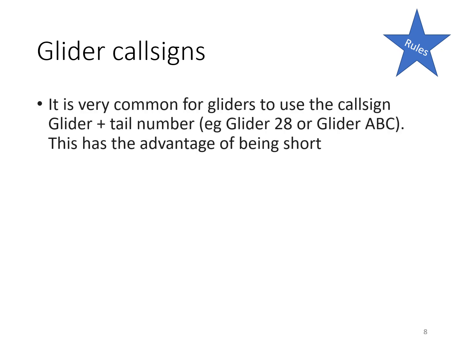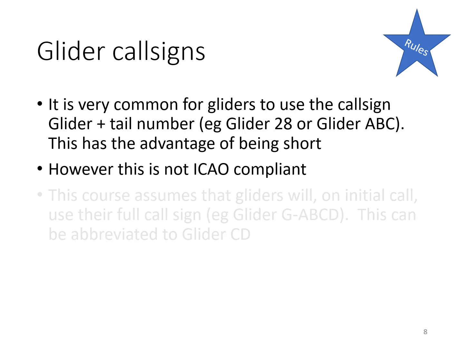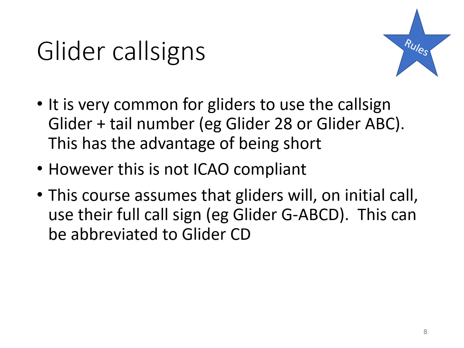What about gliders? In principle, gliders are the same as other GA aircraft. However, you will hear that almost always in the UK, gliders use the prefix glider plus their tail number. This works well, but it's strictly not ICAO compliant. So for the purposes of this course, we'll be using our G-Reg call sign.